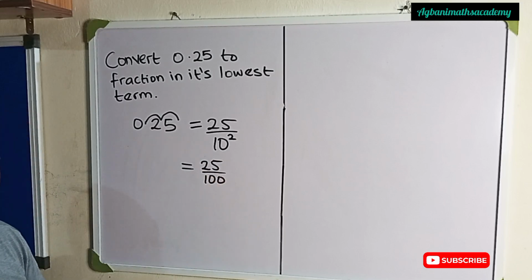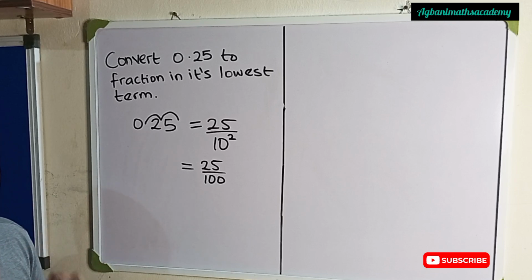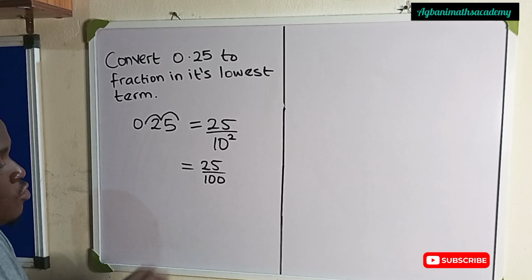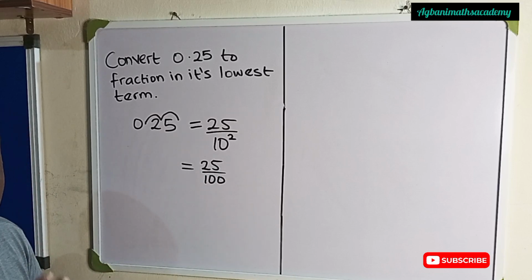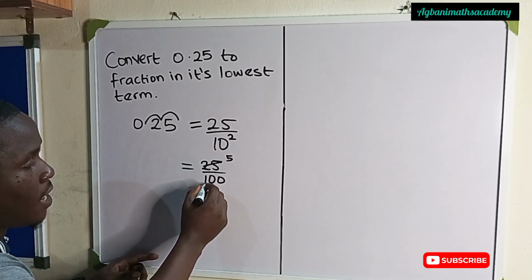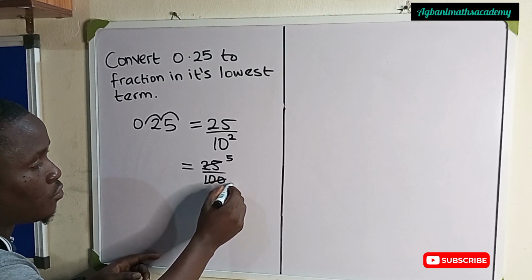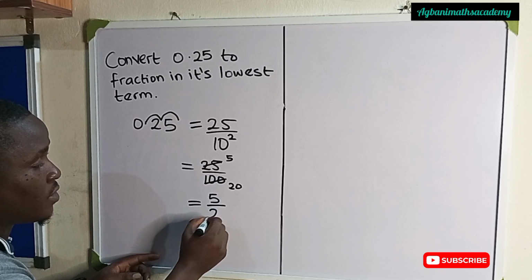Okay, so we have converted the decimal to fraction, but we haven't converted it to its lowest term. The lowest term of a fraction is a form of the fraction that cannot be divided further. Very important. So let's look at 25 and 100. What number can divide both 25 and 100? The answer is 5. So 25 divided by 5 is going to give you 5, and 100 divided by 5 is going to give you 20. So we have 5 all over 20.